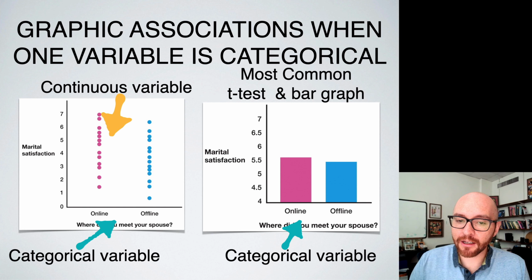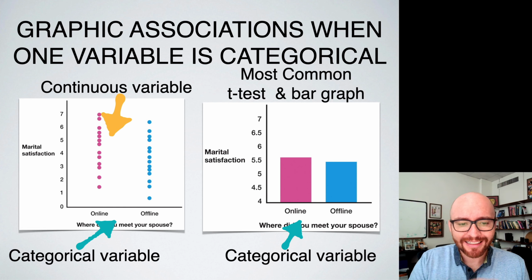So when you look on the right, you see the two bar graphs, same data, right? Where did you meet your spouse, online or offline? Pink is online, blue is offline. And then you have marital satisfaction. I forgot to point that out, but on the y-axis, you have marital satisfaction, which is a quantitative variable. How happy are they in their marriage?